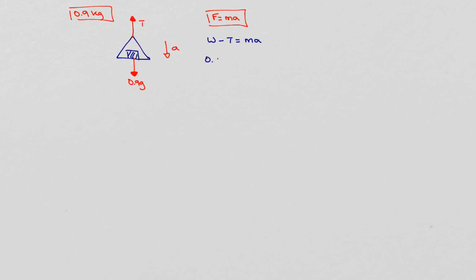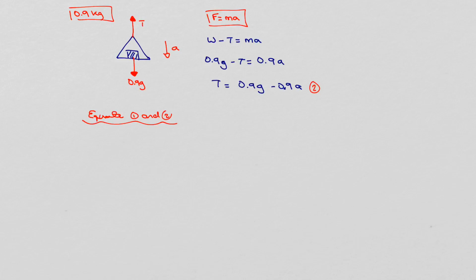So therefore the weight is going to be 0.9 g minus the tension is equal to the mass, 0.9 times the acceleration. And if I rearrange that to get T on its own, that's going to be 0.9 g minus 0.9 a. My apologies. So that's equation 2. Now I have two equations in terms of T, so I'm going to equate 1 and 2.